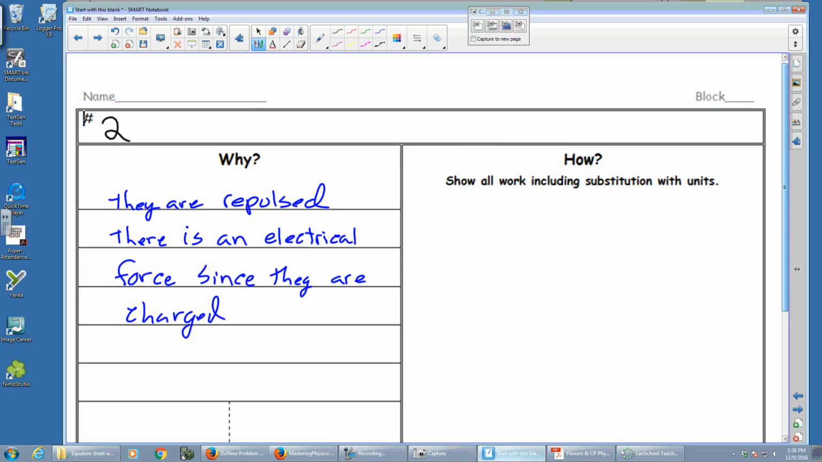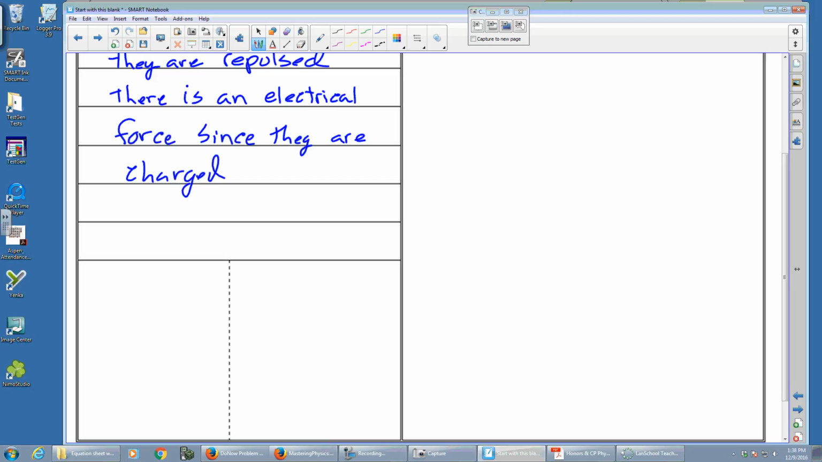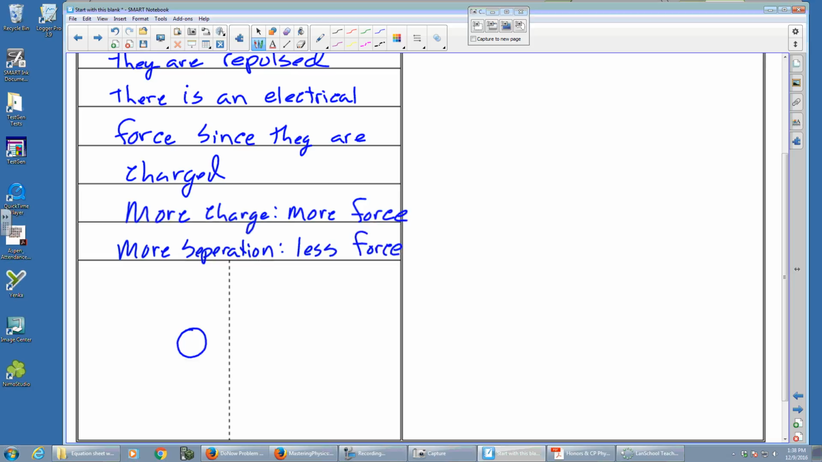What would happen to that electrical force if I added more charge? Yeah. So more charge, more force. What if I separated them? Decrease. More separation, less force. And then we could even do a little diagram.